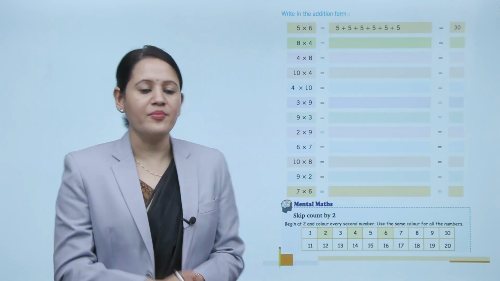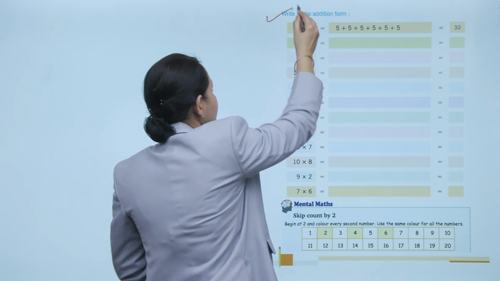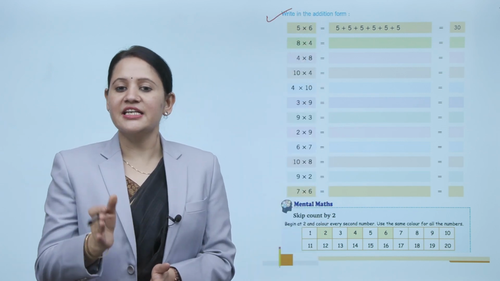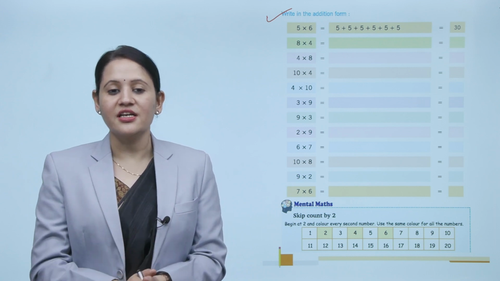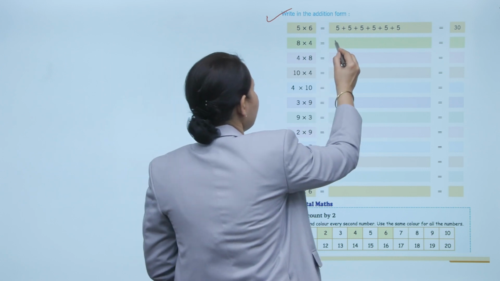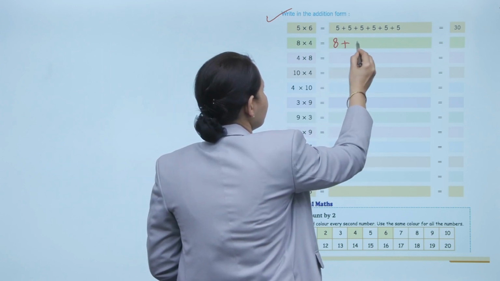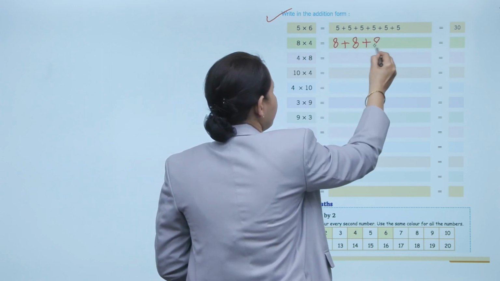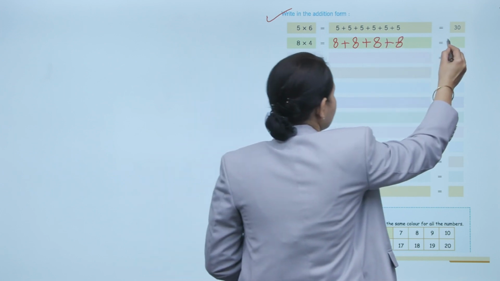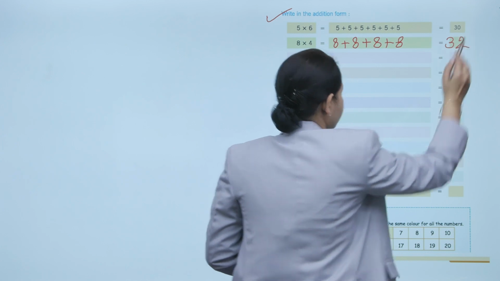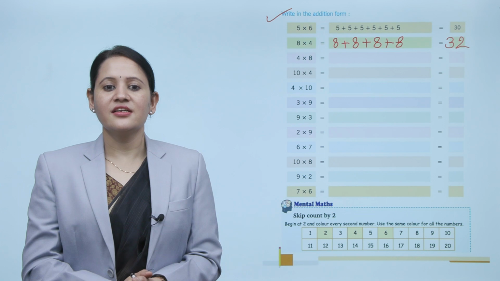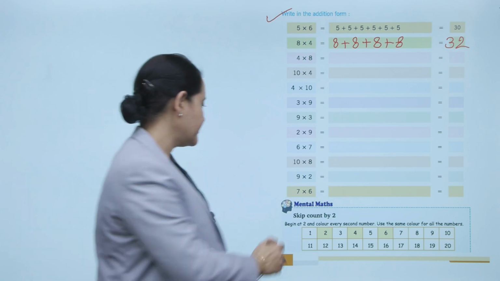Write the addition form. 5 into 6 means 5 is added 6 times, that is equal to 30. Next is 8 into 4, that means 8 is added 4 times, 8 plus 8 plus 8 plus 8, that is equal to 32. Clear? Next is mental maths.